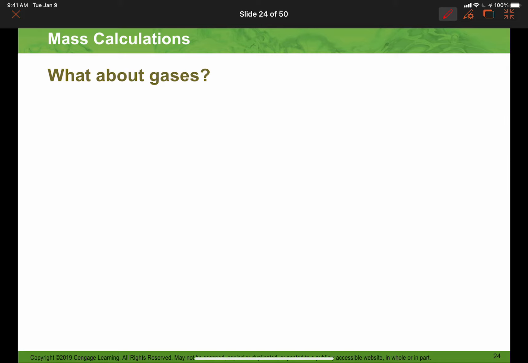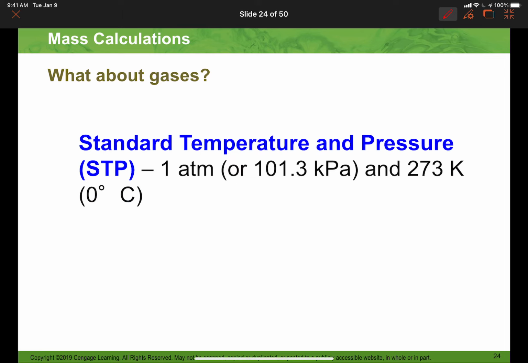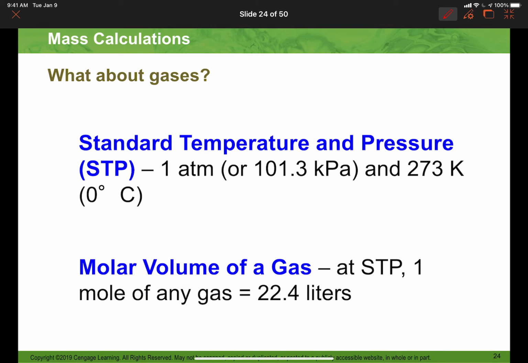Okay, so what about gases? As you know, on your sheet you also have a gas conversion, meaning you also convert to gas. Just a reminder, gases are at standard temperature and pressure. Standard pressure is 1 atm, and standard temperature is 273 K. This can also be abbreviated as STP. Again, STP just stands for 1 atm and 273 Kelvin.